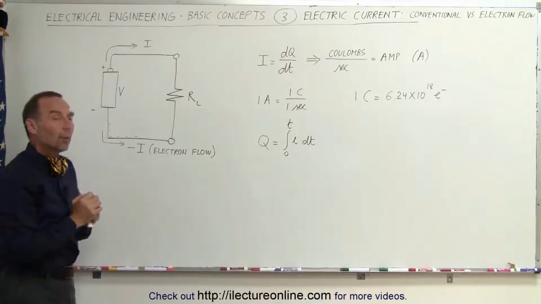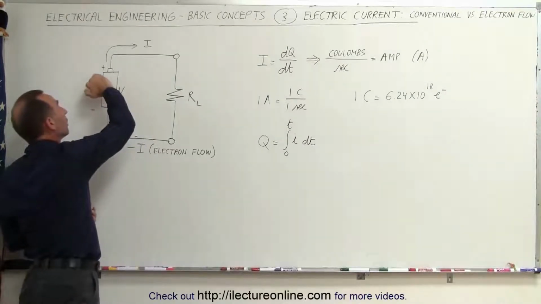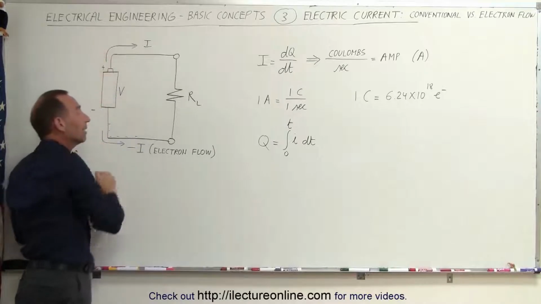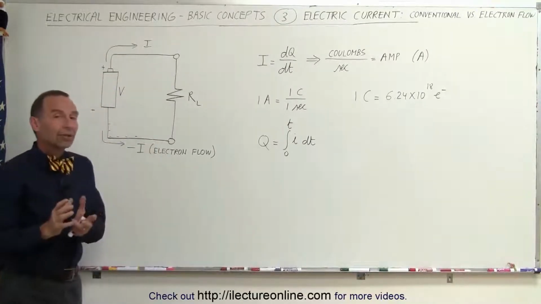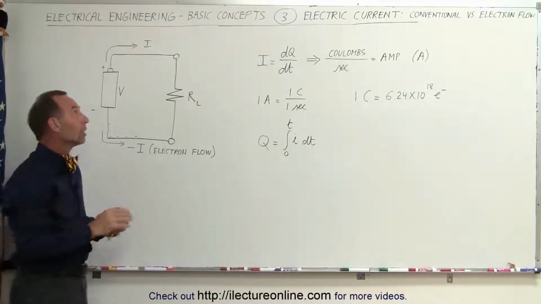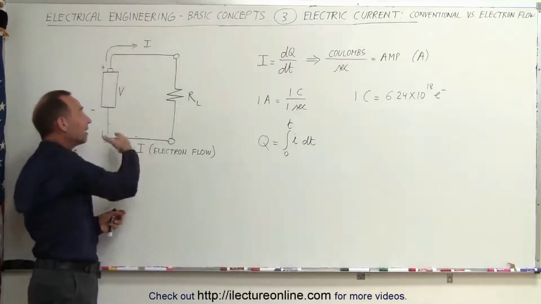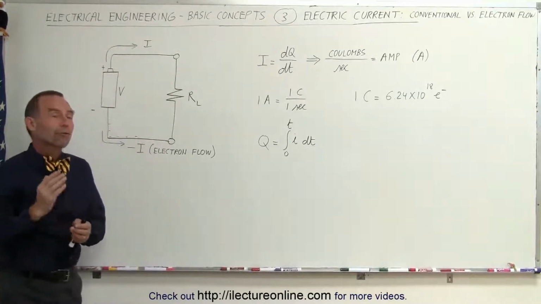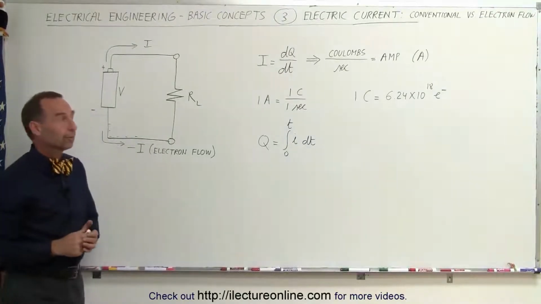What we're going to do from now on is assume that the positive current, the conventional current, is flowing indeed from the positive to negative side, while we understand that the electrons are flowing in the opposite direction, and the electrons then form the negative current. So that way we're always safe. We can say the conventional current flows from positive to negative, and the electron current flows from negative to positive, and we call that therefore the negative current.